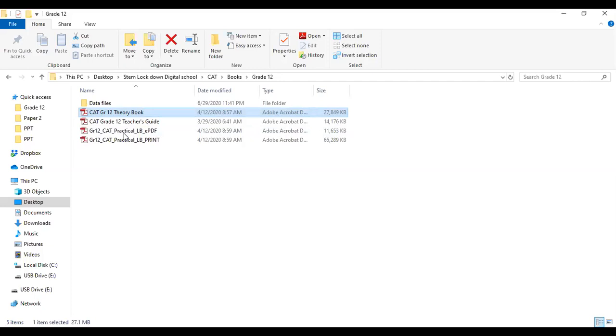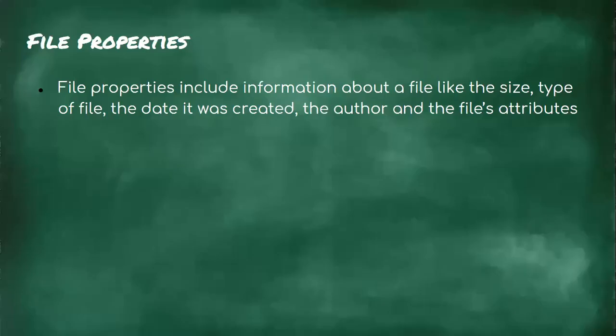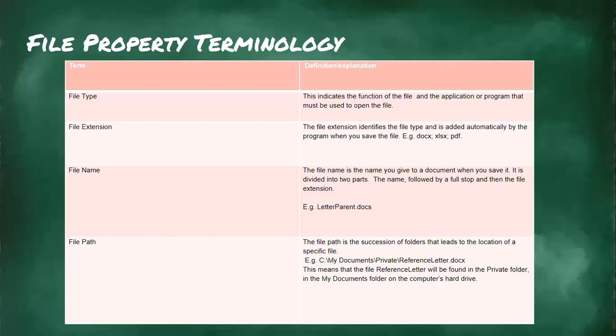When we talk about file properties, they include information about the file, like the size that we have seen, the type of the file, which was a PDF file, the date it was created, the author and the file attributes, which you have seen as well. These are the terminologies used in defining file properties, like file extension. This indicates the function of the file and the application or program that must be used to open that file.